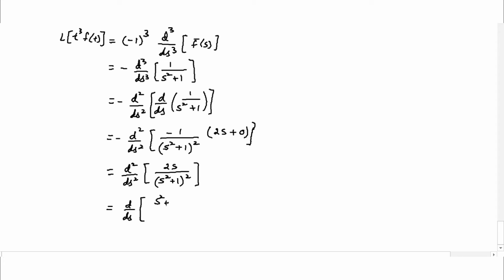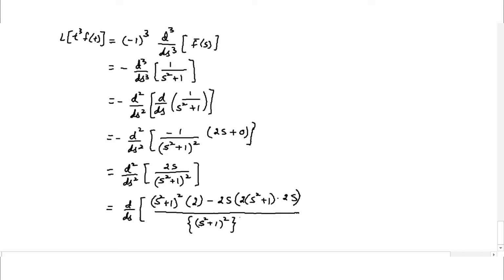So v times of, that is (s square plus 1) whole square, v into u dash. Differentiation of 2s will be 2, minus u value is 2s into v dash. So differentiation of this square term, so 2 times of (s square plus 1) into the inner differentiation, s square plus 1 will be 2s. Alright, so that's the differentiation of v, whole divided by v square. So v square will be (s square plus 1) whole square is your v value. Further you have to square, it is v square. So we got this expression.